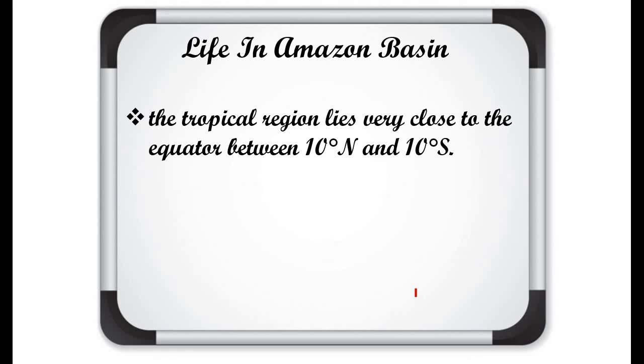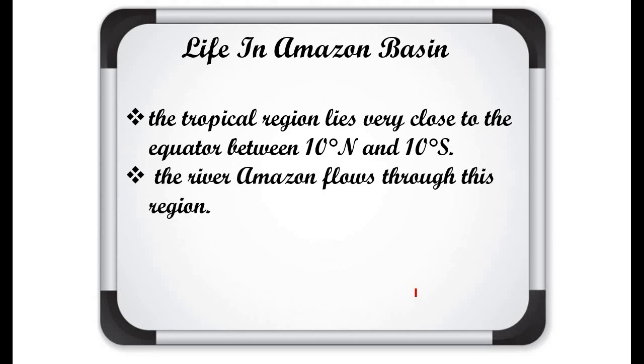So what are latitudes? Already I have told you in the previous lecture. Latitudes are the imaginary lines which run from west to east on the earth. So what is the extent, what is the location of Amazon basin? It extends from 10° north to 10° south, and this area is also known as tropical area because it lies between the Tropic of Cancer and the Tropic of Capricorn. Understood? Yes.